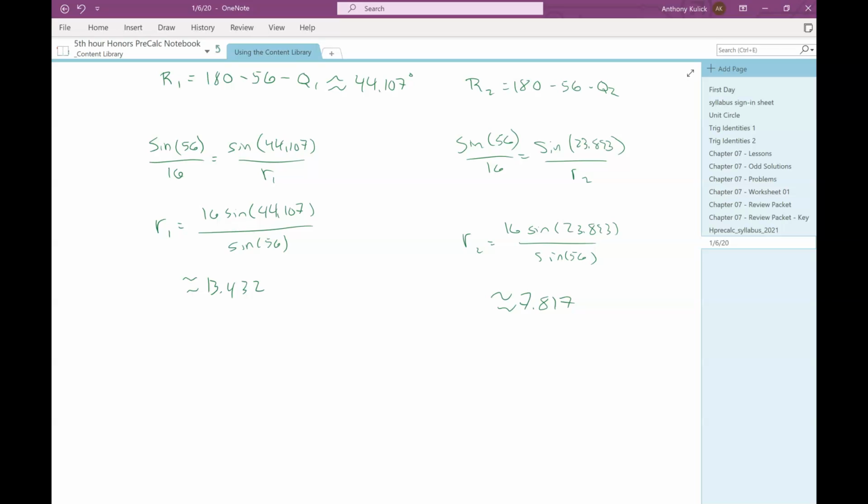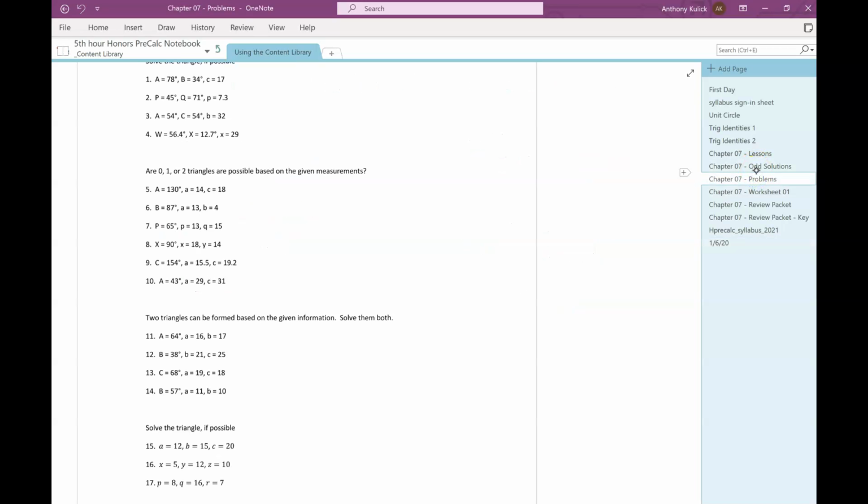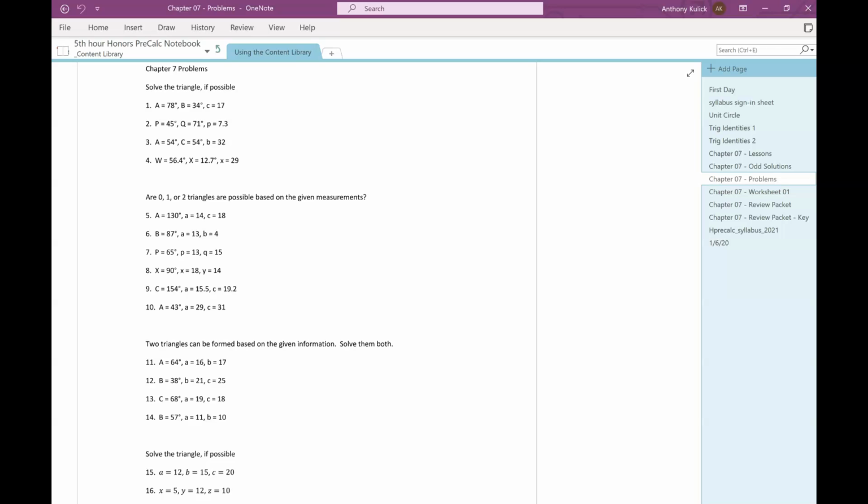So homeworks. From the problems, you guys should be able to do 1 through 14 after today. So I want to point out to you on 5 through 10 that you don't have to do a whole lot there. It's not asking you to solve the triangle, just to determine whether it's 0, 1, or 2 triangles. So you don't actually have to solve those triangles and find out the values. You just have to determine how many triangles are possible.